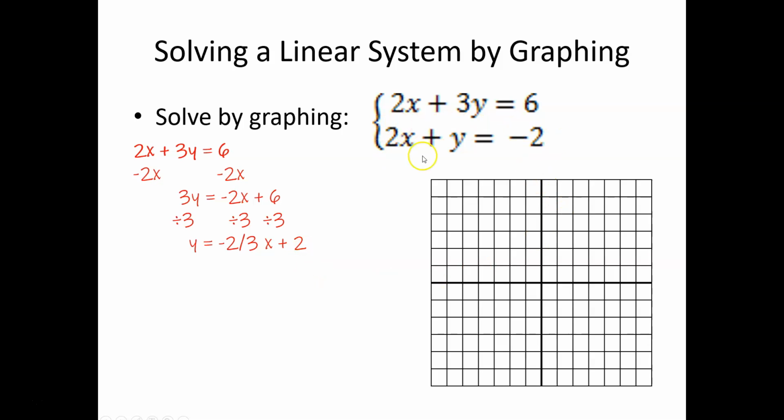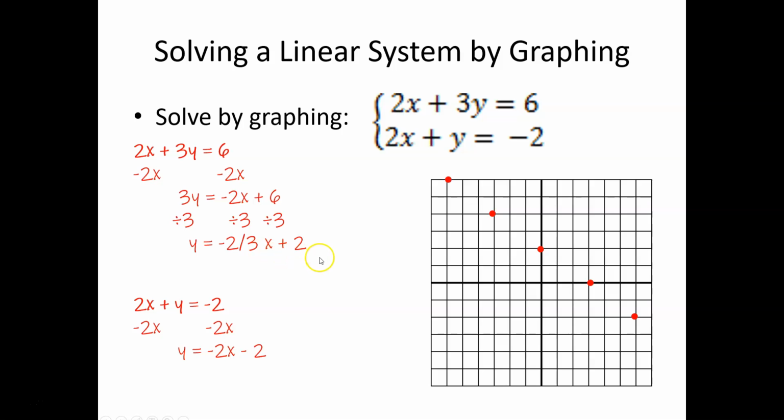Then let's get this equation also into slope-intercept form. So again, we want to subtract the 2x, and that's all we had to do. Now, remember, to graph, we want to start over here. That number is where we start on the y line. So on this graph, we start at 2. And then our slope is over here by the x, and that's -2/3, which means we go down 2 and to the right 3.